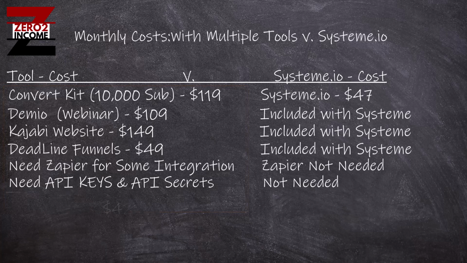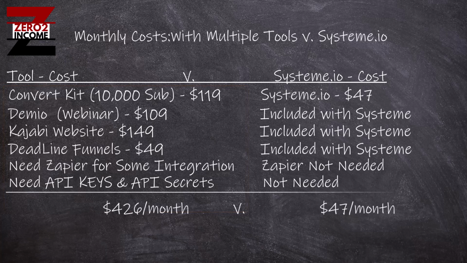So if we look at our total cost for all of these different tools that you need to run your Evergreen webinar, you're looking at $426 a month. Again, that's with the 10,000 subscribers. This could drop down to 15 a month, and that could save you $104 a month, which is going to drop you down to $322 a month instead of $426 a month. But still, even with that, you get all of these different tools and all these different features with System.io's webinar plan, which is $47 a month if you're paying monthly. And that's everything, $47 a month.